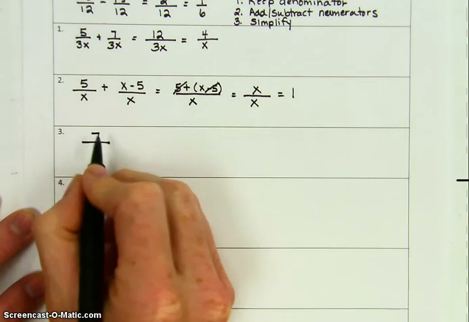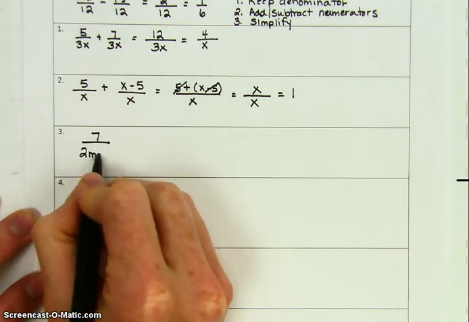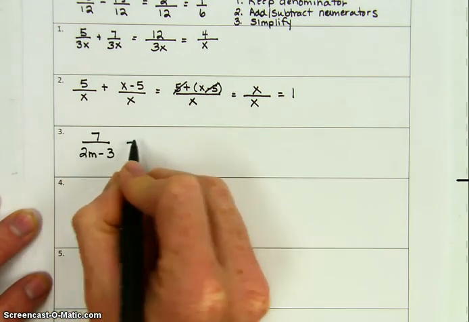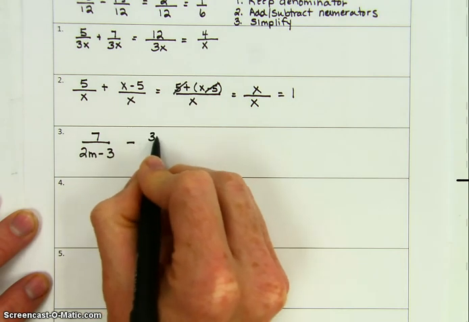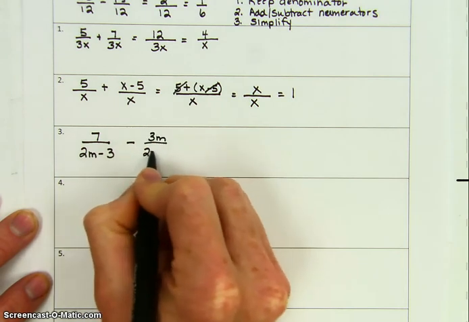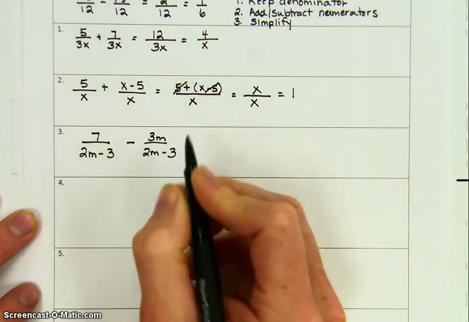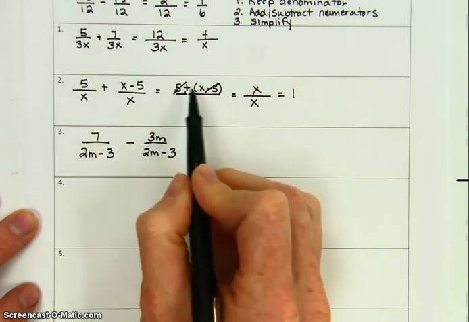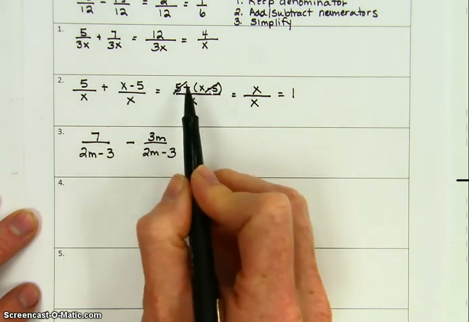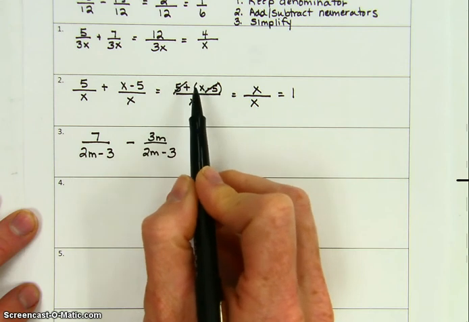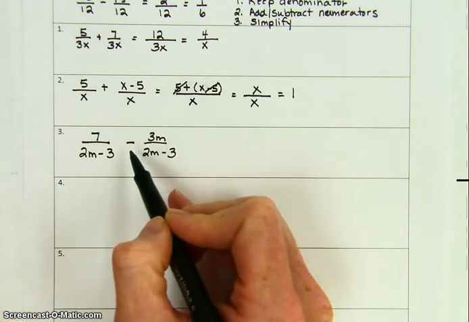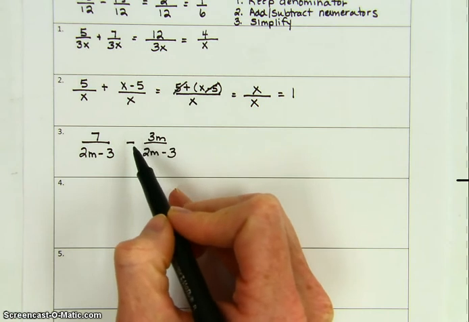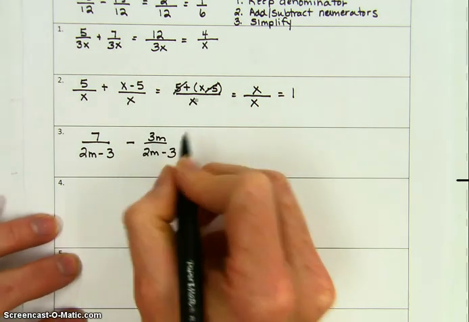Question 3. 7 over 2m minus 3. Subtract this time 3m over 2m minus 3. Now, up here you can see that I was adding, but notice how I still use my parentheses, because if that was a subtraction problem, I would have had to distribute the negative. So you do have to be extremely careful with the negatives. That's why I want you to show your work.